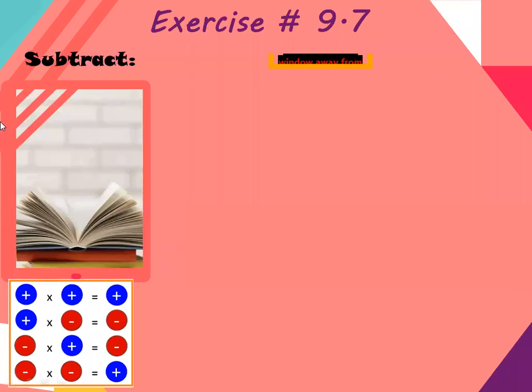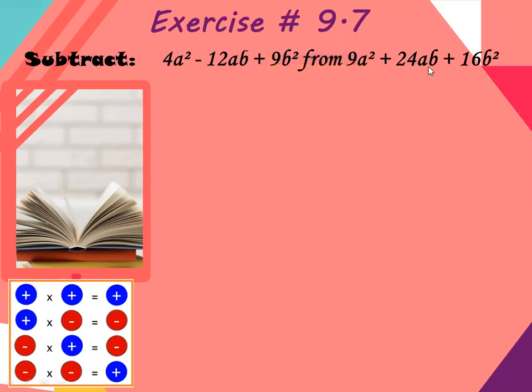Now move on to the next one. Exercise number 9.7. In exercise number 9.7, you have to subtract. Now what are you going to subtract? This one. Subtract 4a squared minus 12ab plus 9b squared from 9a squared plus 24ab plus 16b squared. Now first you will identify which is your expression number 1. From means you are going to write down this expression first.